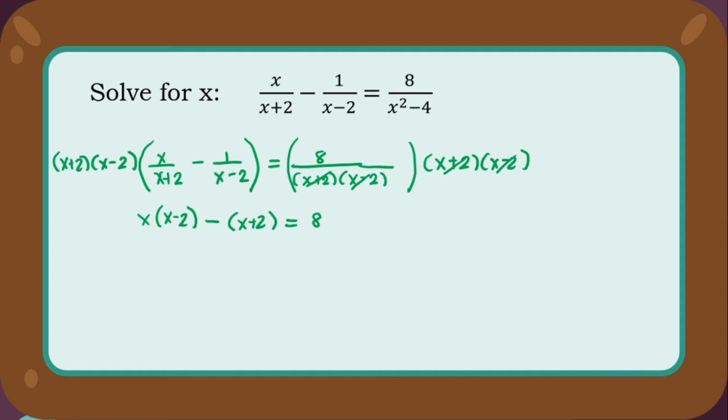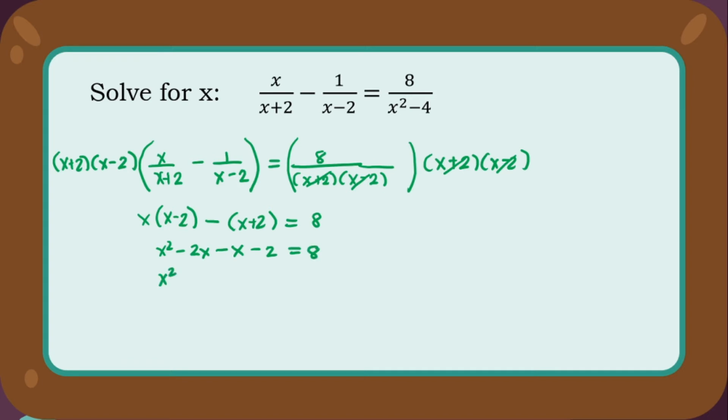So, let us now distribute x times x minus 2. X times x is x squared. X times negative 2 equals negative 2x. And then, this will now become negative x. Negative 2 equals 8.